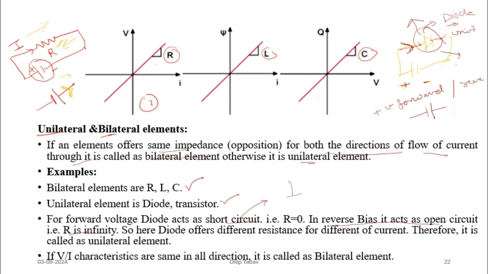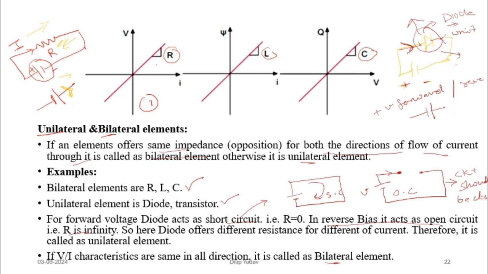That means if the circuit is something like this, then it is known as a short circuit. If it is like this, that means this is a voltage, the current is not flowing in this part because, as we said in our previous class, the circuit should be closed for the current to flow, but it is open, so that's why it is known as an open circuit. So if the VI characteristics are the same in both directions, it is called bilateral.